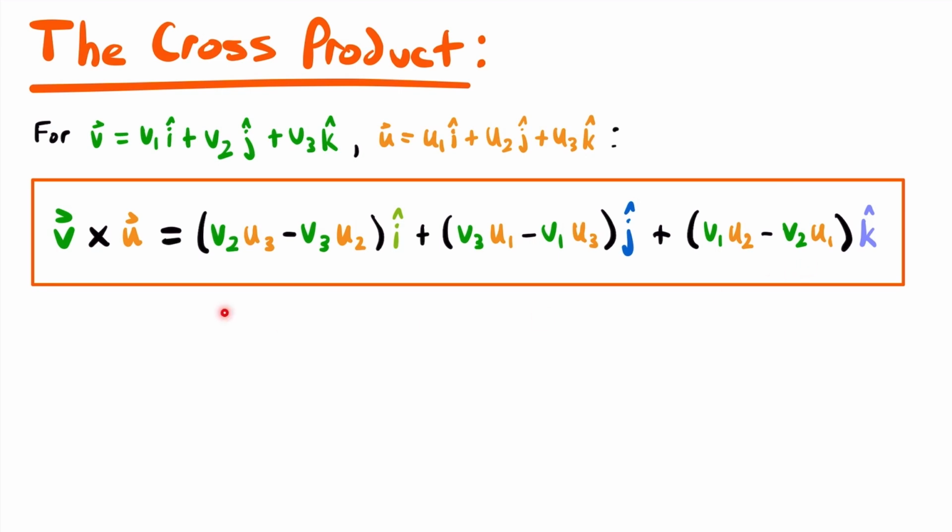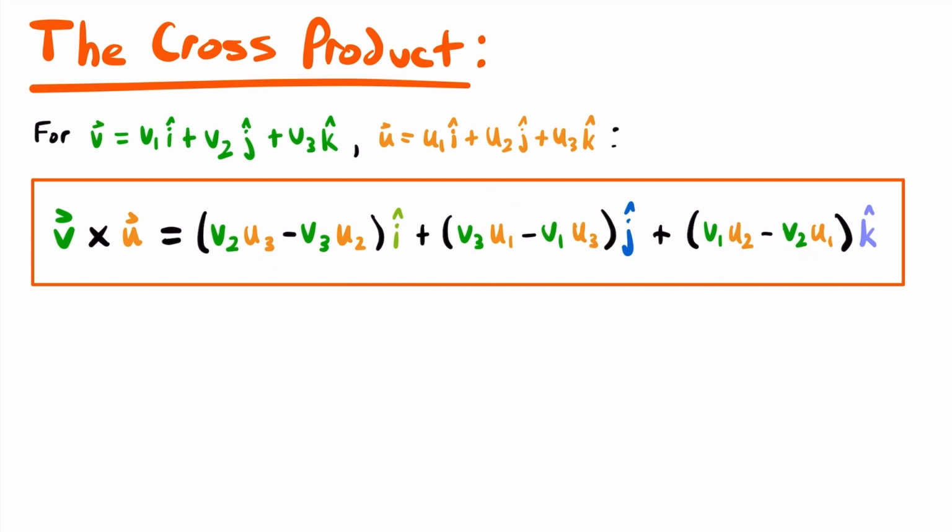All right, so the cross product of these two vectors is another vector, but as you'll probably notice, the components of this vector are kind of complicated, right? The x component is v2 times u3 minus v3 times u2. The y component is v3 times u1 minus v1 times u3, and the z component is v1 times u2 minus v2 times u1. That seems like a lot to remember.